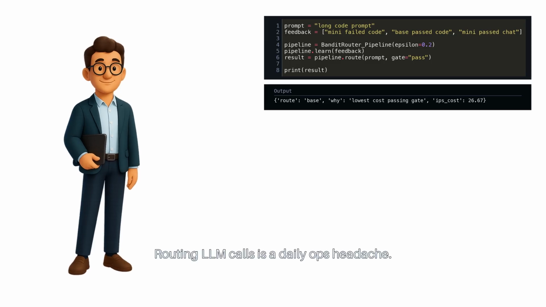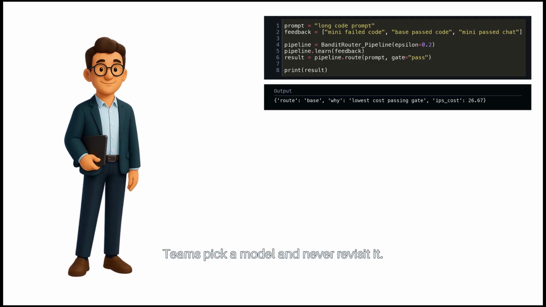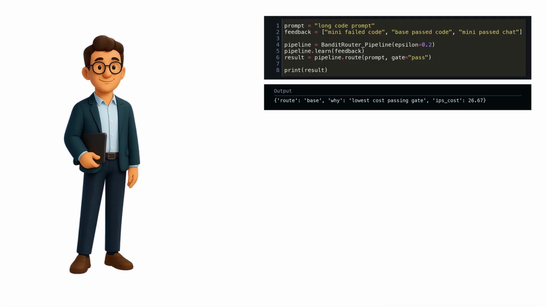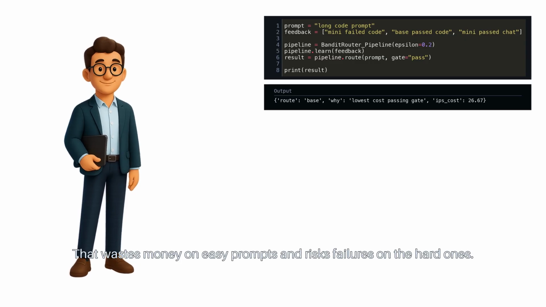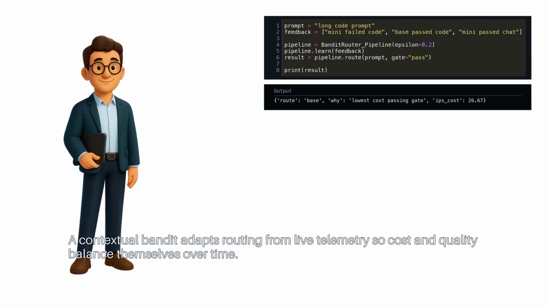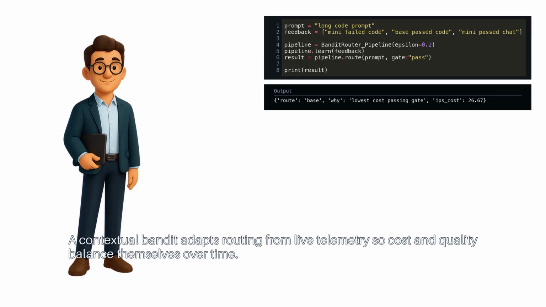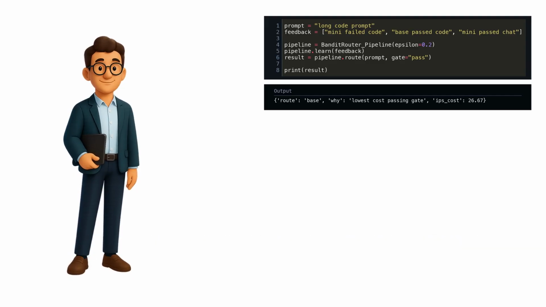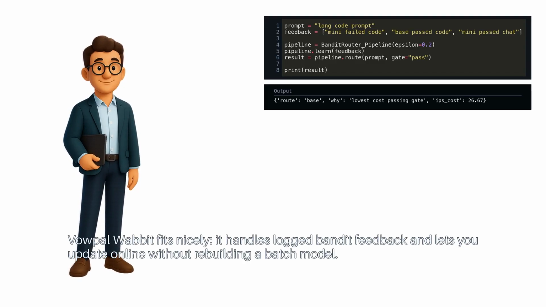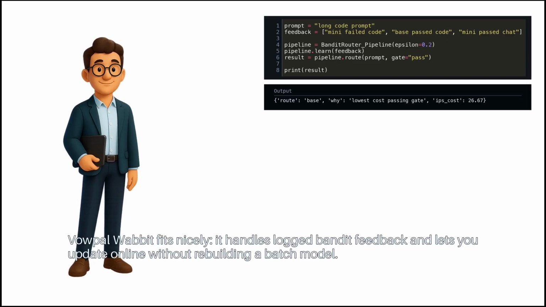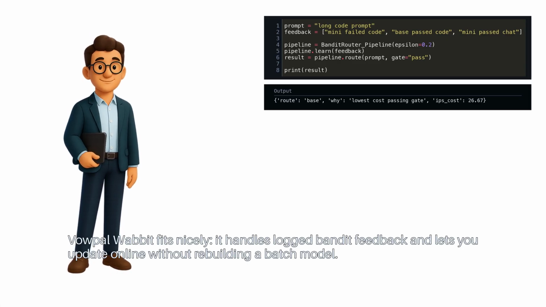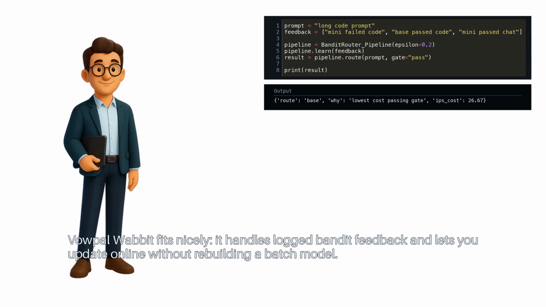Routing LLM calls is a daily ops headache. Teams pick a model and never revisit it. That wastes money on easy prompts and risks failures on the hard ones. A Contextual Bandit adapts routing from live telemetry, so cost and quality balance themselves over time. Vowpal Wabbit fits nicely. It handles logged bandit feedback and lets you update online without rebuilding a batch model.